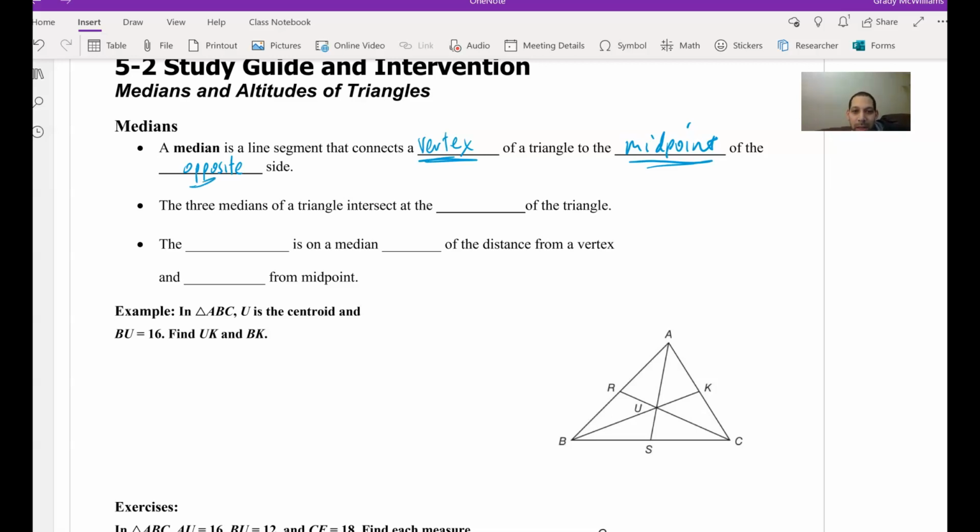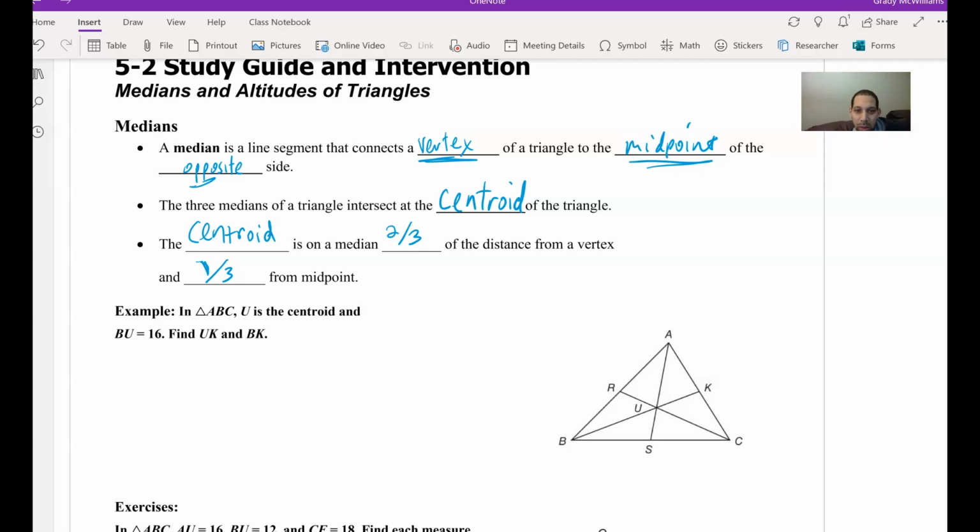Three medians of a triangle intersect at something called the centroid, and that's what we're going to focus on today. The centroid. That's not great writing. Let me try that again. Centroid. The centroid is on a median that's 2/3 of the distance from a vertex and 1/3 of the distance from the midpoint.